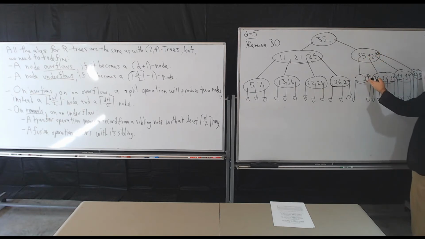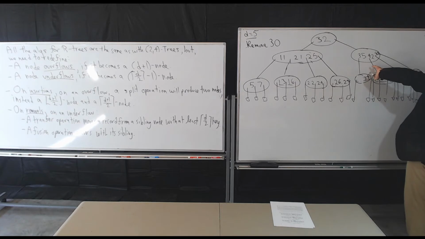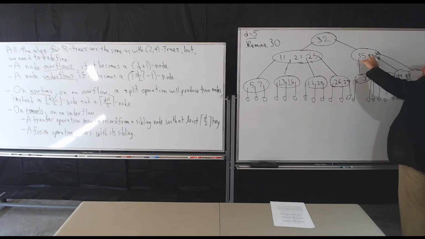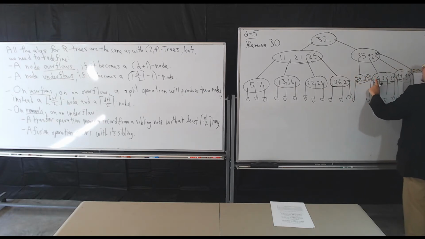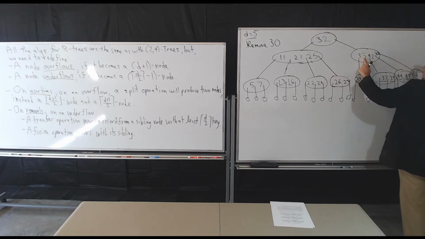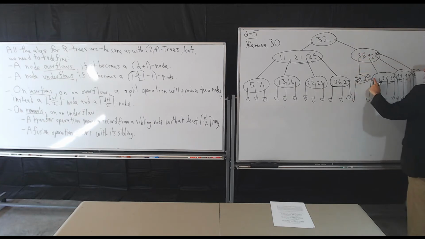So let's do the transfer operation. So I bring up 36, I bring down 35. So I end up with 34 here, 35 here, and then 36 is going to go up here. And then I borrow. So just to make sure you know I'm not cheating, this leaf node goes over here and we're done.